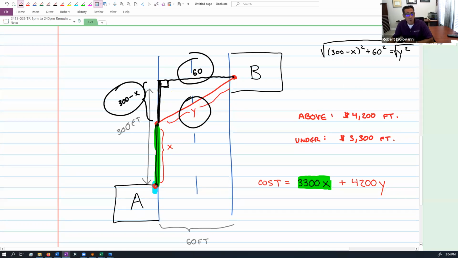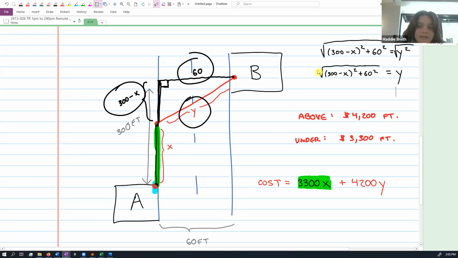And now I have an equation for y, don't I? I have the square root of 300 minus x squared plus 60 squared equals y. Now I should put plus or minus here because I took the square root on both sides. But there's no such thing as a negative length. y is the hypotenuse of this triangle. It can't be negative, so I'm not even going to look at the negative case.